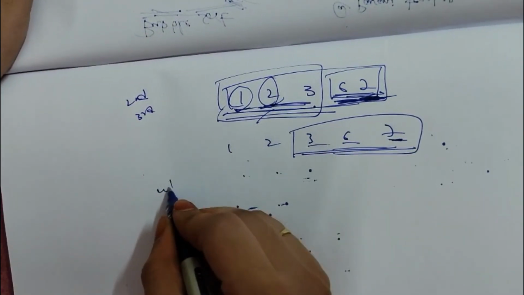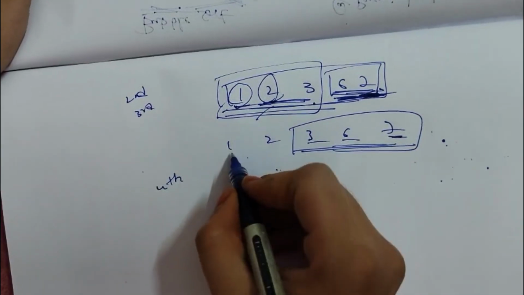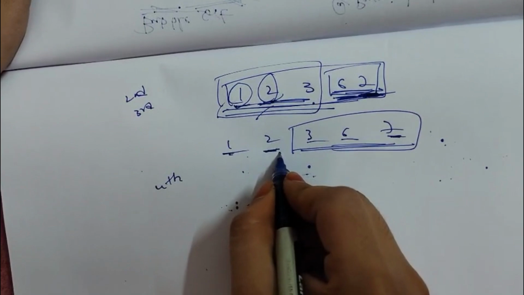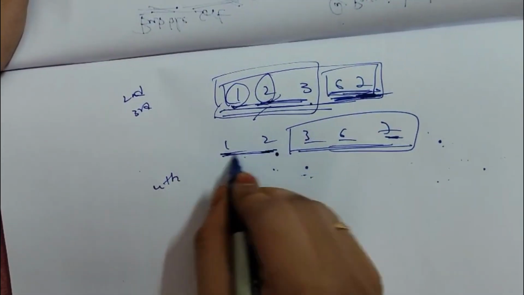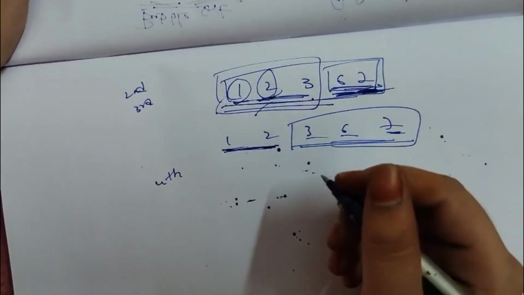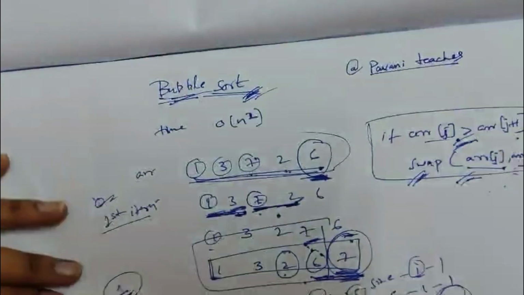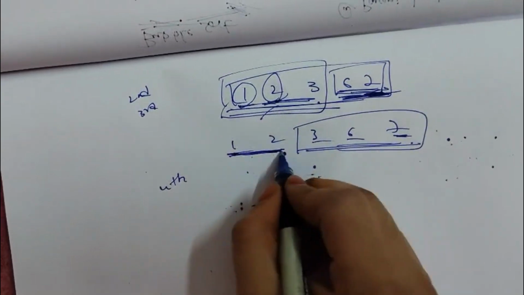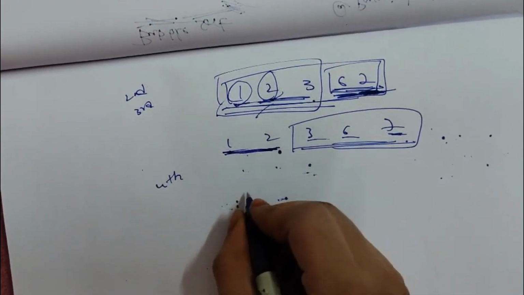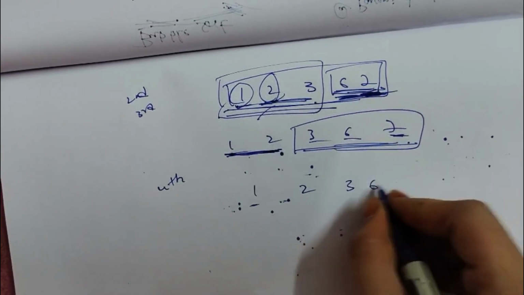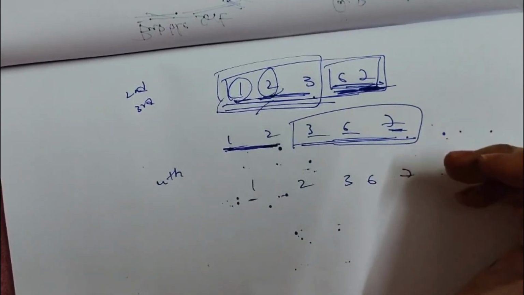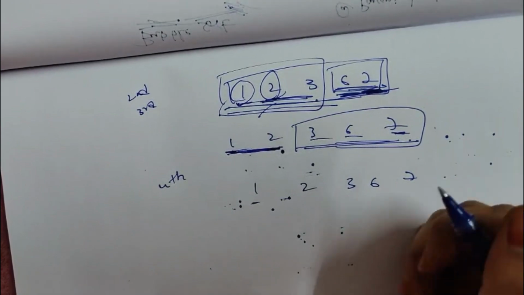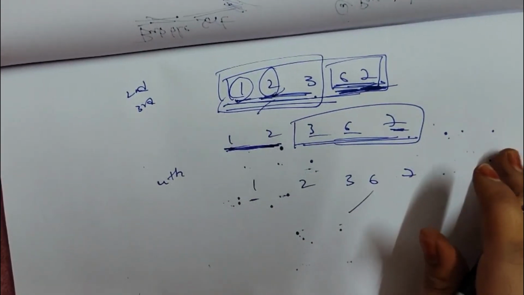In the third iteration we'll get these as sorted elements. Then it will go with the fourth iteration, where it will check 1 and 2. As these two don't satisfy the condition, that is array of j greater than array of j plus 1, we'll keep them the same. So it will give the output as 1 2 3 6 7. You can try taking some other elements using the same algorithm process. This is how the logic works.